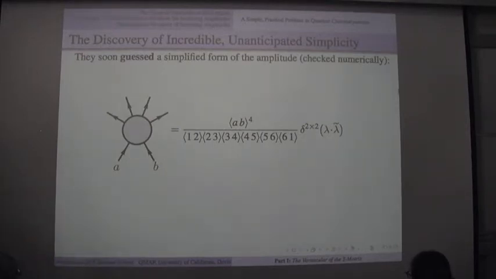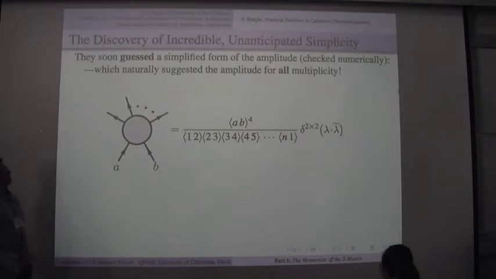But much more impressive than just collapsing 8 pages down to one line is that this formula naturally suggested a guess for 2 particles to create any number whatsoever. An all-multiplicity formula in one line. So, if this does not impress you, then you have no soul. I mean, when two gluons create 50 gluons, the number of Feynman diagrams at tree level is 2 times 10 to the 83. It exceeds the number of atoms in the universe. And here it is, just one line.